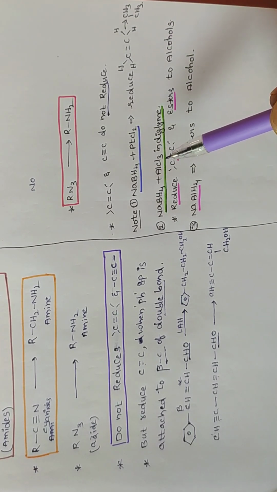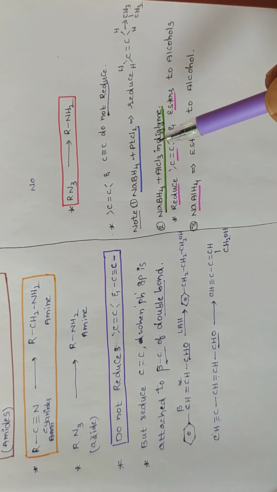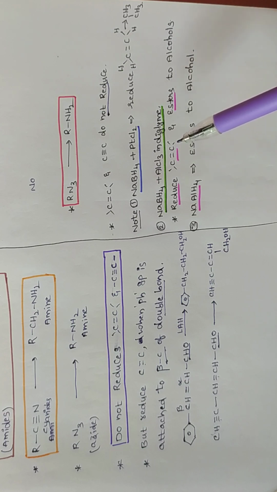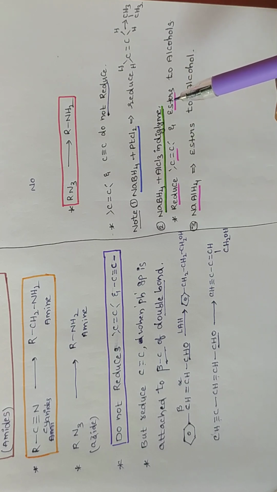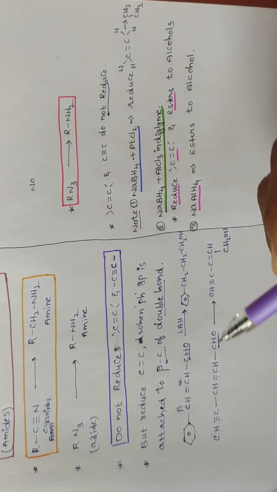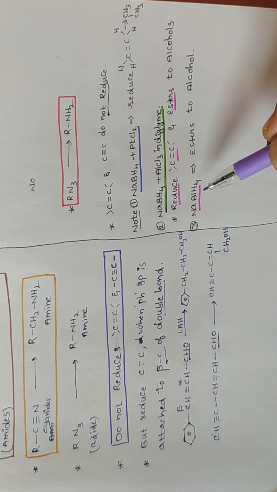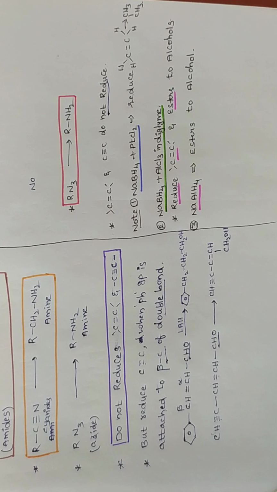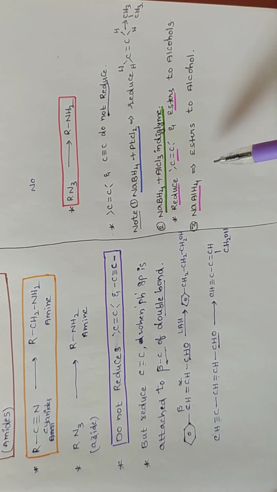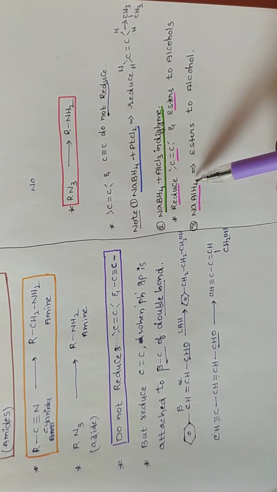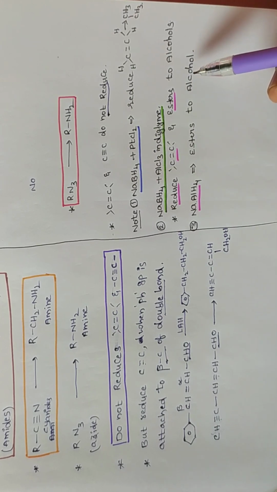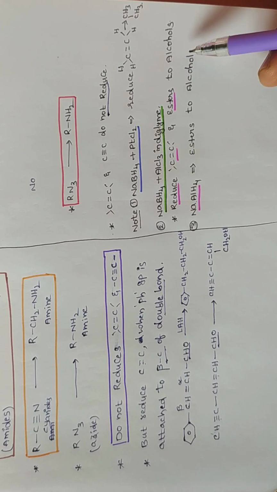Now sodium borohydride in the presence of aluminium chloride and diglyme reduces the carbon carbon double bond as well as esters to alcohols, converting alkenes to alcohols and esters to alcohols. Next, lithium aluminium hydride reduces esters to alcohols. Normally sodium borohydride cannot reduce esters, but lithium aluminium hydride does. Borohydride does not reduce; aluminium hydride reduces esters to alcohols.